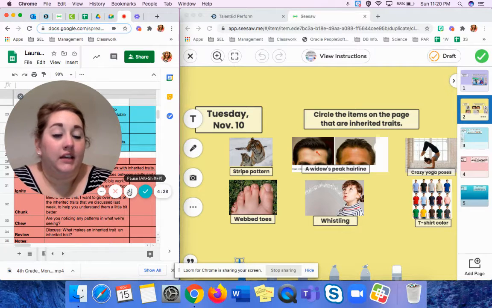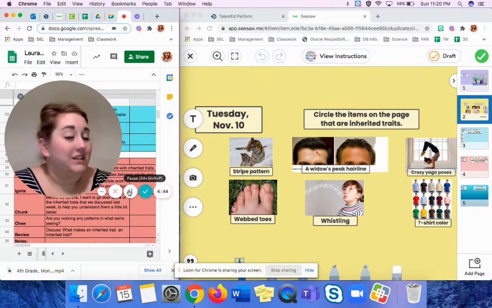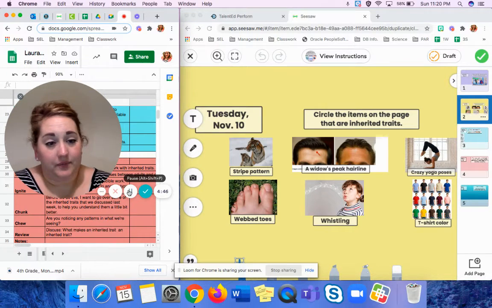Heading on over again, we can see a crazy yoga pose. Is that something that someone can inherit, or is it something someone can learn how to do? That's something someone can learn how to do. That's not an inherited trait.